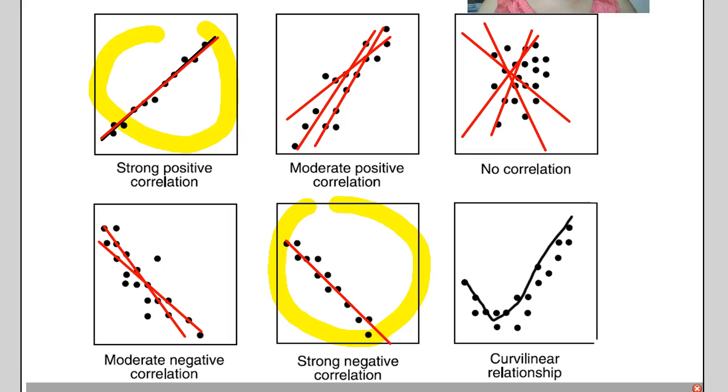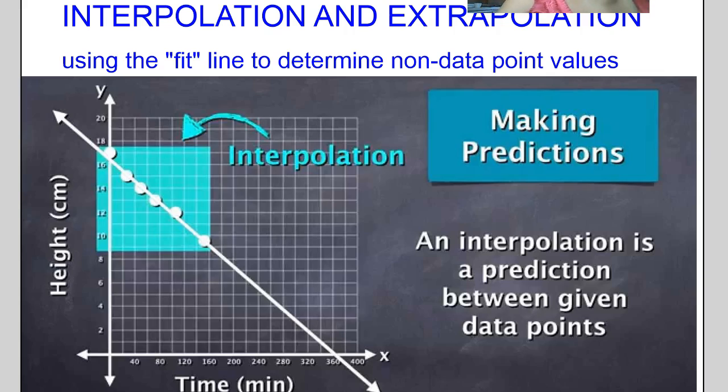So what we're going to talk about today is the benefit of using these best fit lines. The first thing we're going to take a look at is interpolation. If we have a fit line, then we can make predictions on the values of data points that were not part of our data.